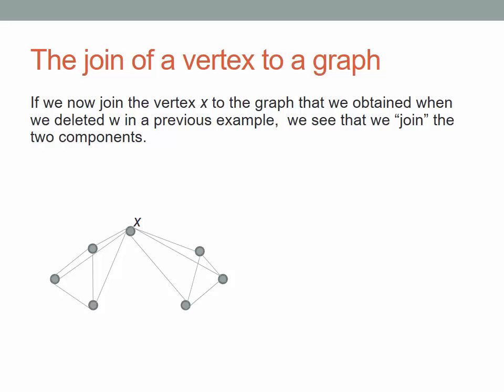So let's consider this example. If we join the vertex x to the graph that we obtained when we deleted w in the previous example, then you see x is completely joined or connected to every existing vertex in the graph. So if you have a graph with 7 vertices, and you join a new vertex x, then necessarily the new vertex will be of degree 7.